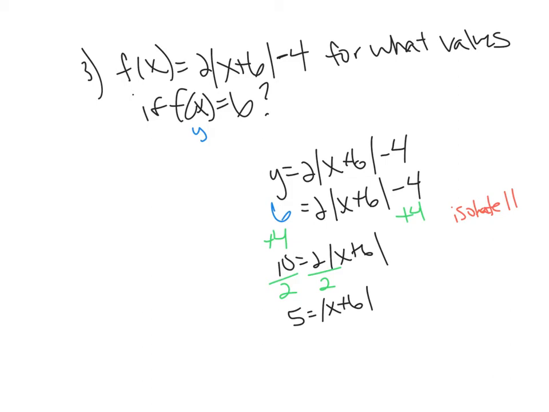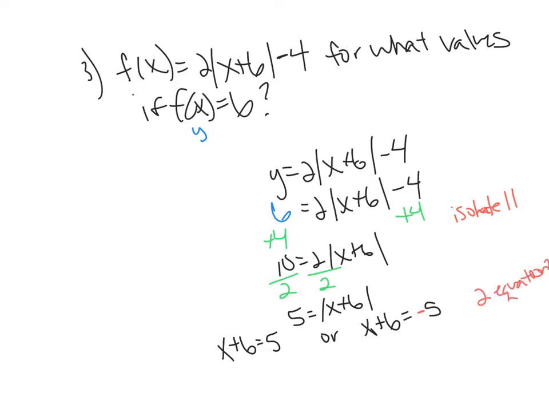We now have 2 options here. So what is absolute value? Absolute value means that everything inside, x plus 6, could equal positive 5, or since absolute value makes everything positive, x plus 6 could also equal a negative 5. Because if it equals a negative 5, then taking the absolute value would also become positive. So we have to set up 2 equations, split into 2 equations.